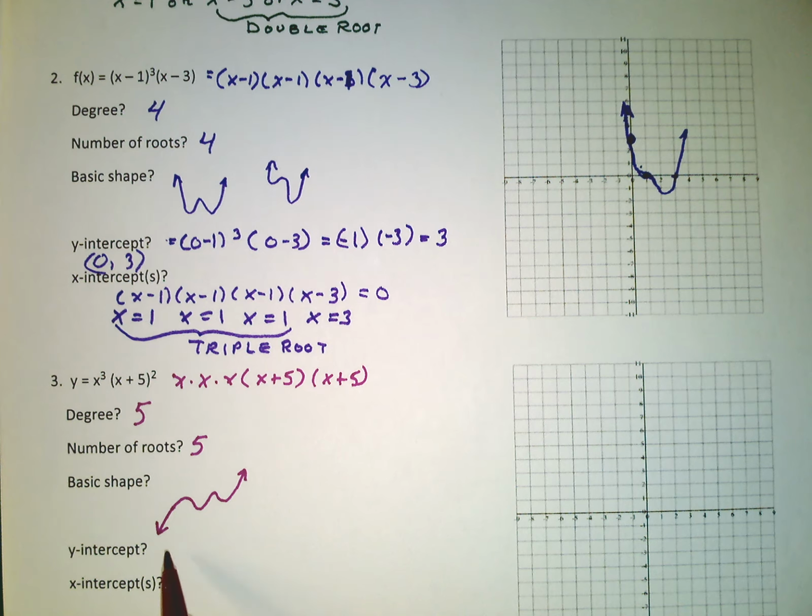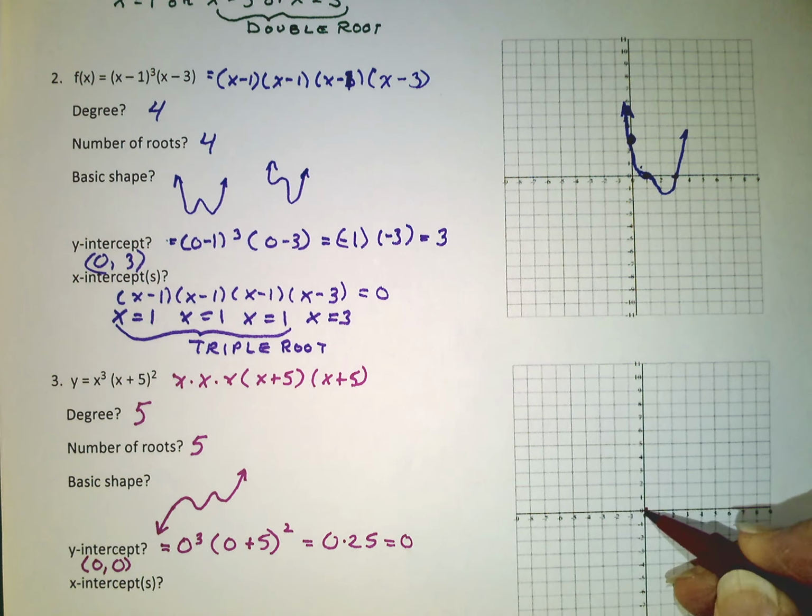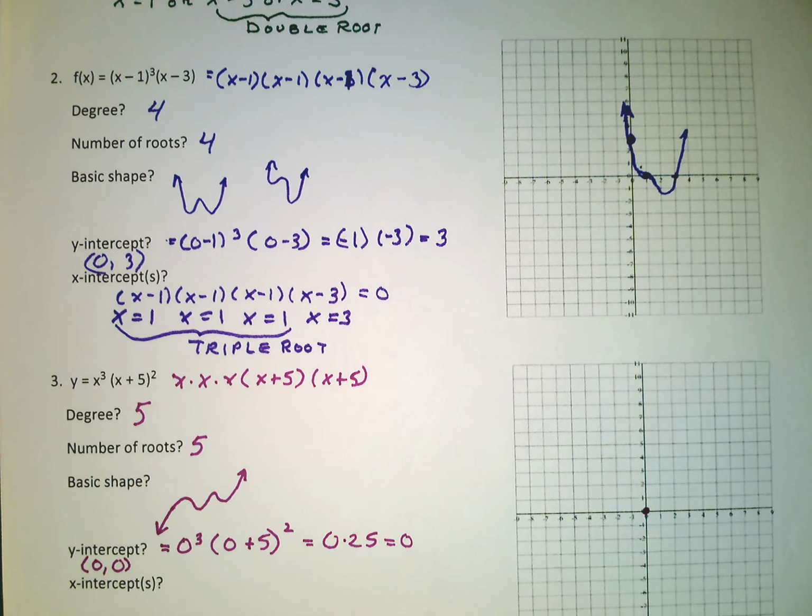Y-intercept, that's when x is 0. So just substituting a 0 in everywhere there's an x. Well, that's going to be 0 times 25, which is 0. So when x is 0, y is 0. You know the graph's going to go through the origin.